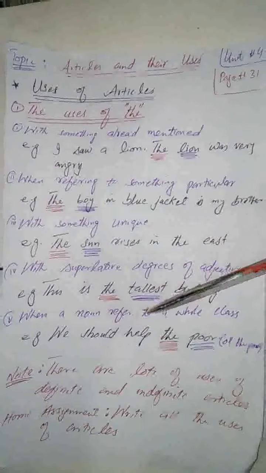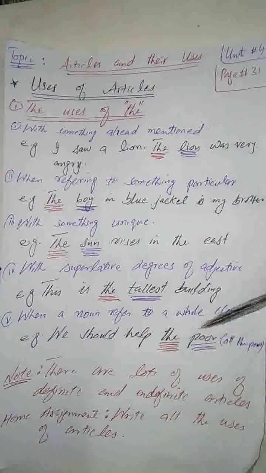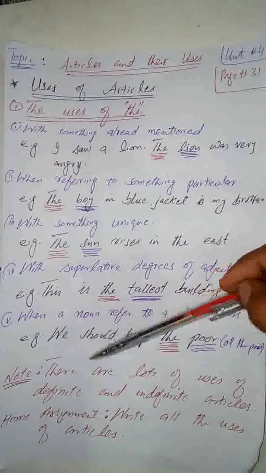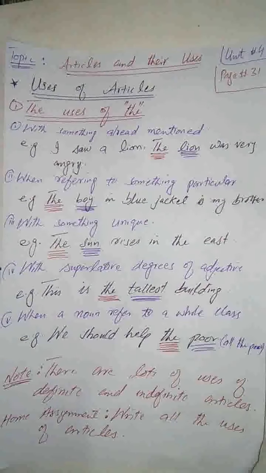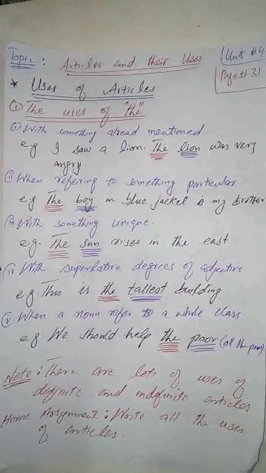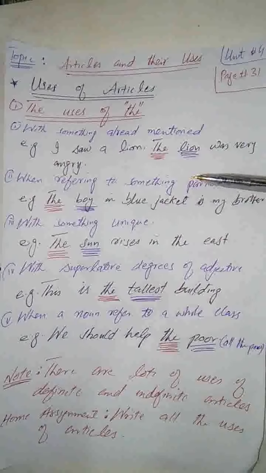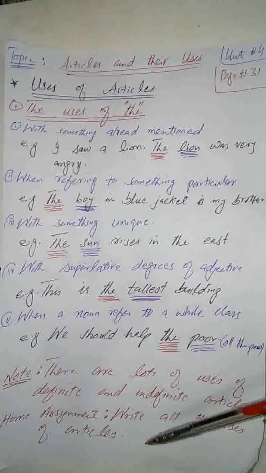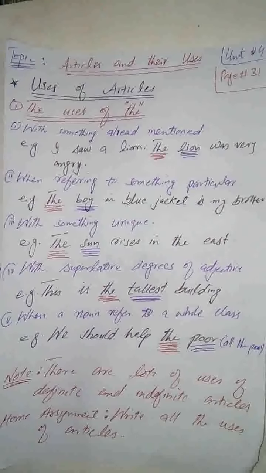And the fifth use is when a noun refers to a whole class, when you say we should help the poor. So here, the poor refers to the class of poor people. You can also say the rich must help the poor. So the rich represents the rich class, the poor represents the poor class. So this was a brief lecture on the uses of articles, though this lecture does not cover all the uses of articles. Therefore I have given you an assignment to search and write all the uses of articles and send it to me. Thank you very much.